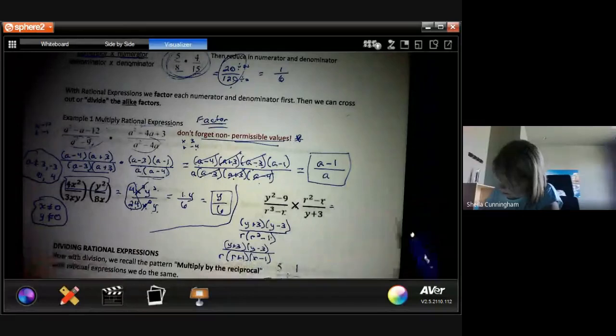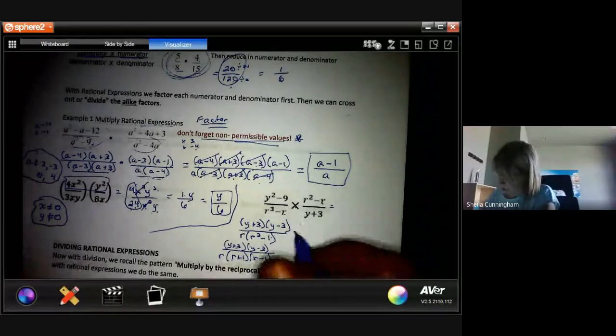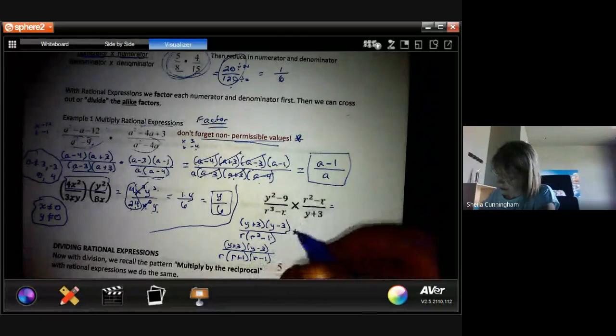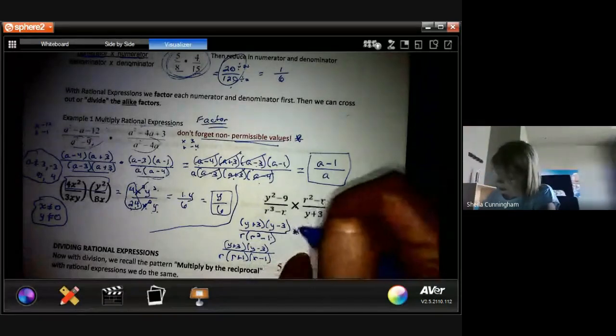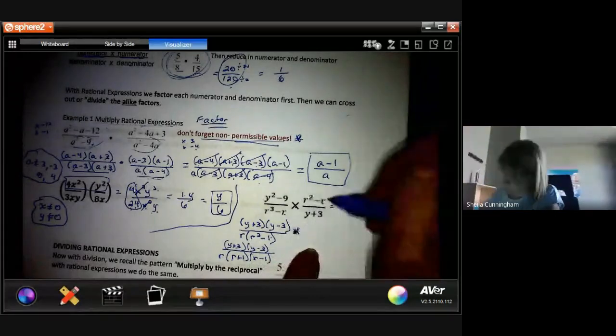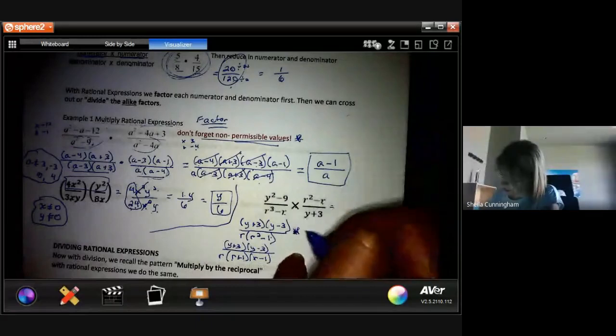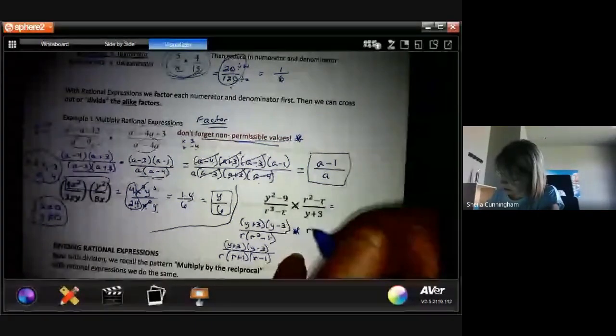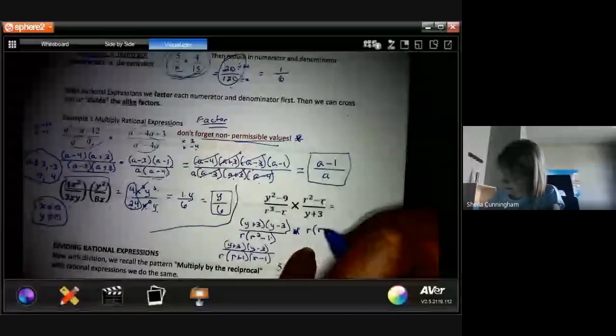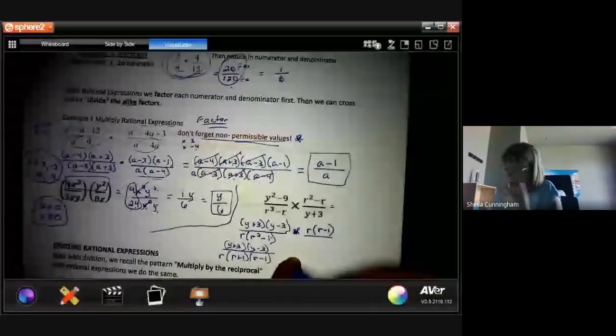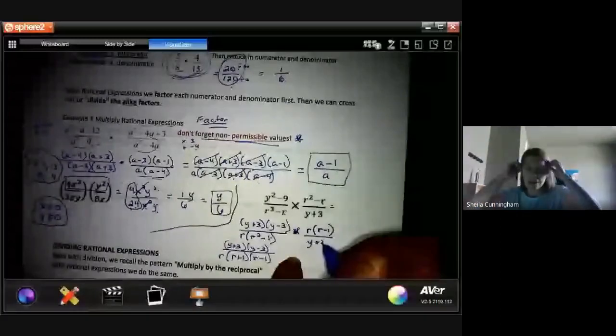Okay. So now, in your second part, this is multiplying. I've got r squared minus r. Same thing, I'm going to take out a greatest common factor of r, and that's going to leave me with an r minus 1. On the bottom, I have a y plus 3. Can't factor that. There's nothing to factor there, right?